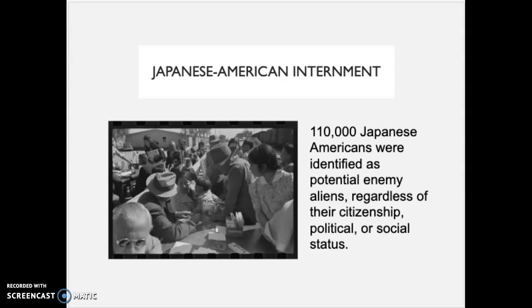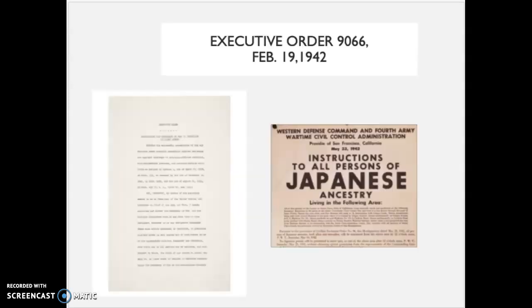So this was not just a matter of going and staying in some sort of facility and then going back and everything's normal. This was a long situation. Executive Order 9066 was issued on February 19th, 1942. It was ordered by FDR. It's an executive order. It is not a law passed through Congress, it's an order through the president. It was controversial from the start.